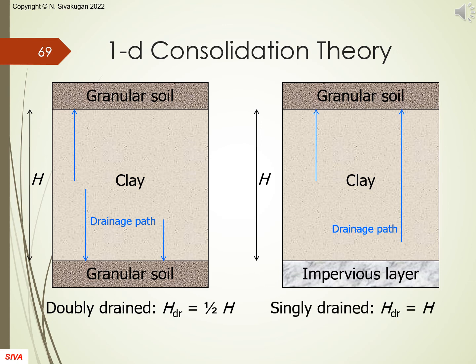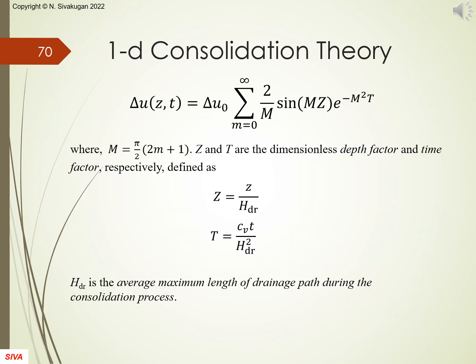Here, we are looking at two scenarios, doubly drained and singly drained clay layers of thickness H. The drainage layer at the top or bottom can be any free-draining granular soil. From a point within the clay, the drainage path can be upward or downward, depending on which is the shortest. In a doubly drained layer, the maximum length of drainage path would be half the thickness. We will use the average length during the consolidation process where H decreases with time.